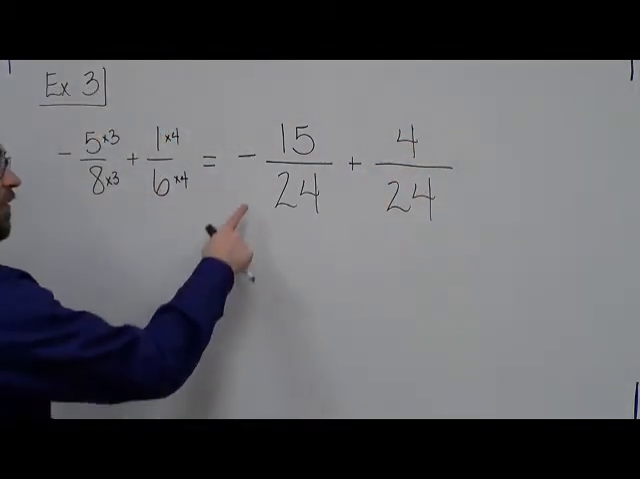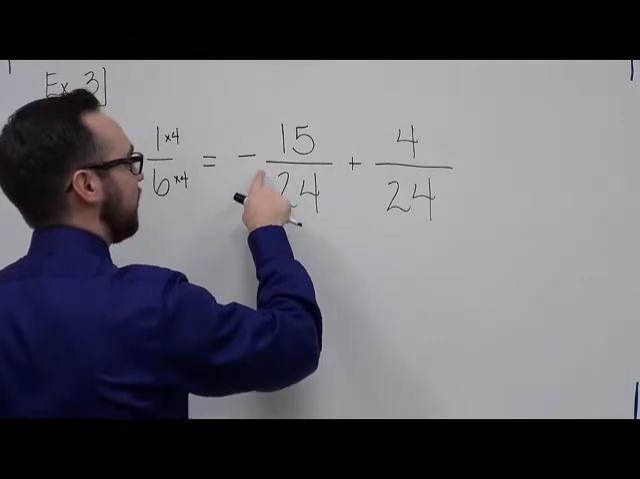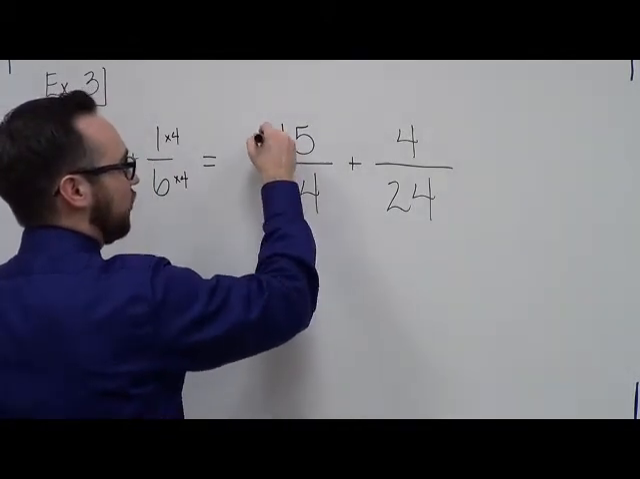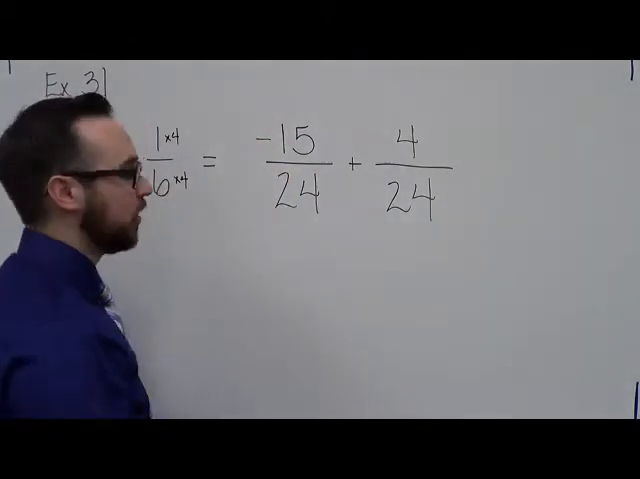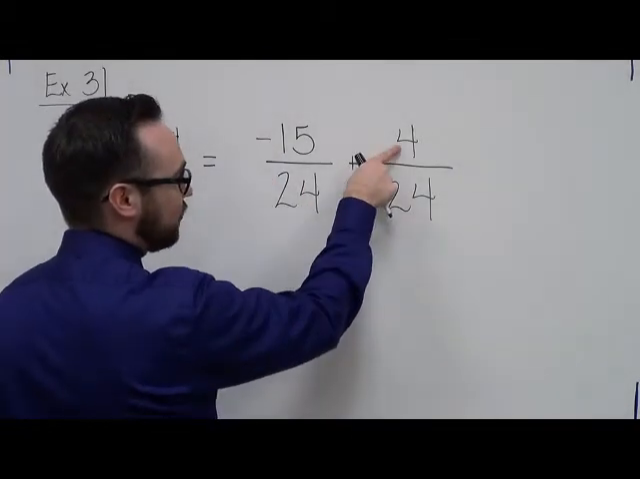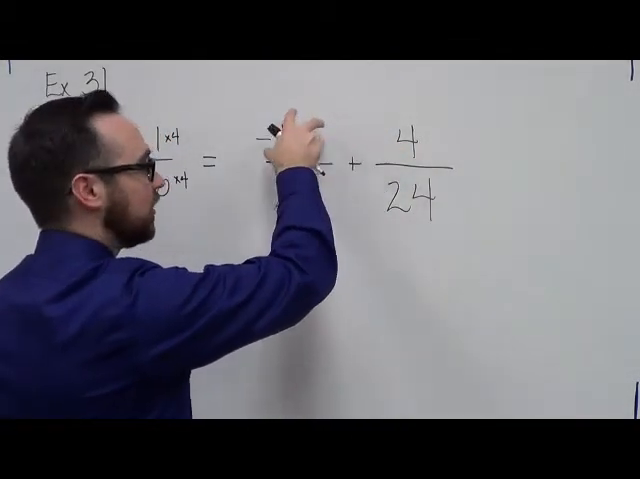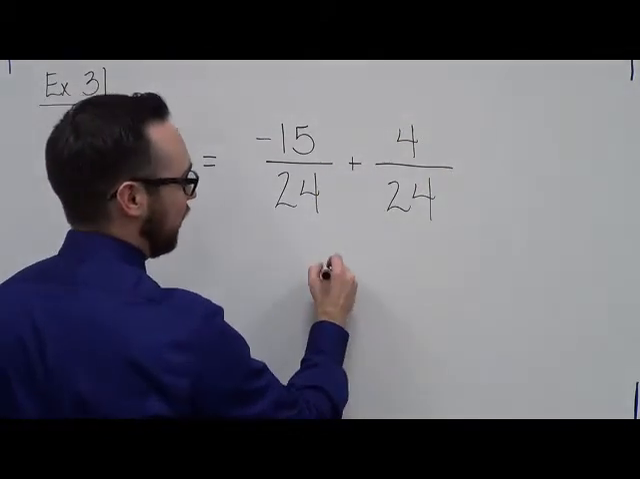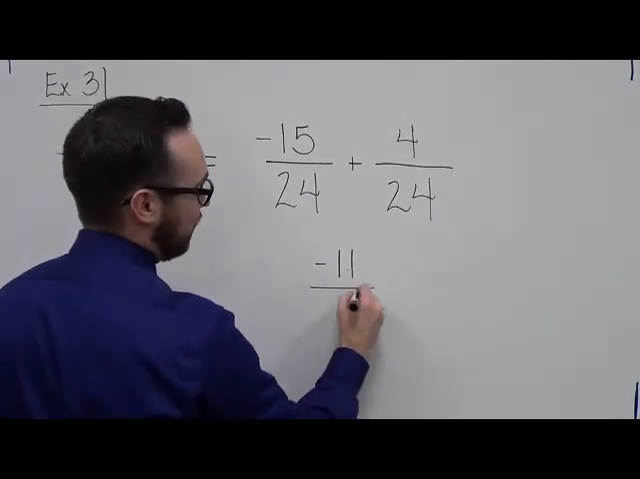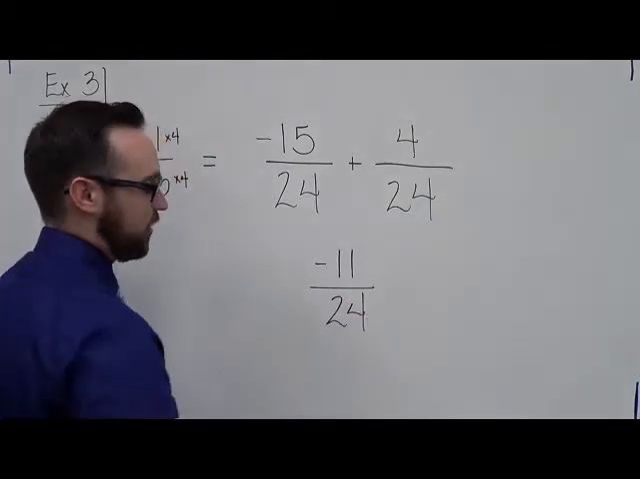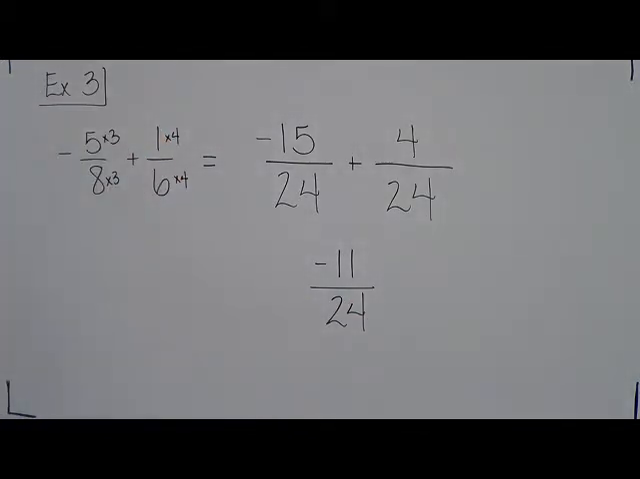So negative 15. So this negative, you can kind of view that as going with the top number there. So negative 15 plus 4. Remember, you're in debt 15 and you add 4 to it. Negative 15 plus 4 gives me a negative 11. And then my denominator just stays the same.